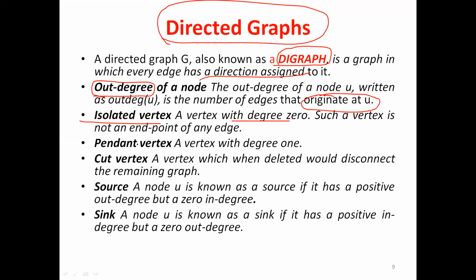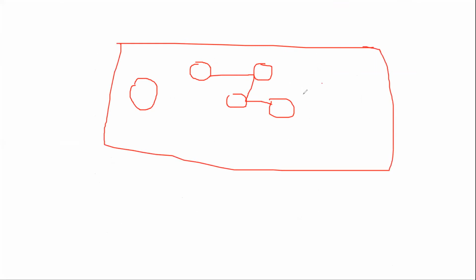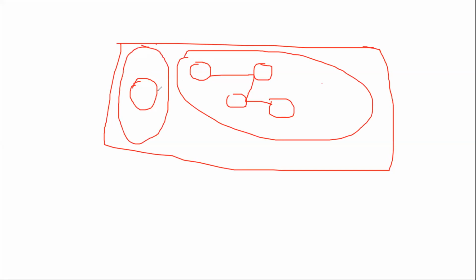Such a vertex is not an ending point of any edge. I can have it like this also. I am drawing a graph now. I will call this entire set of nodes a graph. When you look at this node, it's not connected to any of the other nodes, but it is part of the graph. The graph is divided into two components. The first component is this one, and the second component is this one. The isolated node here is nothing but the isolated vertex.